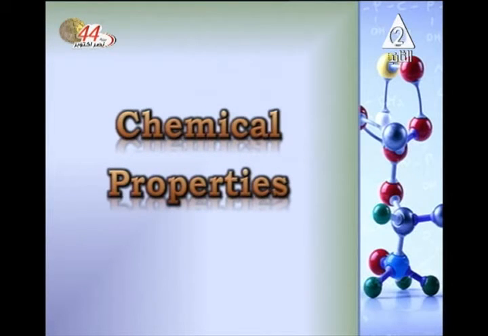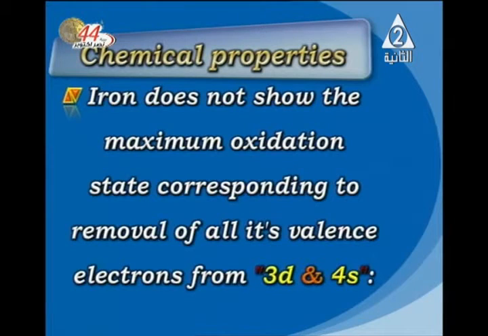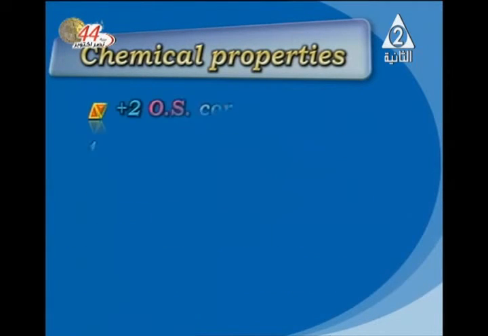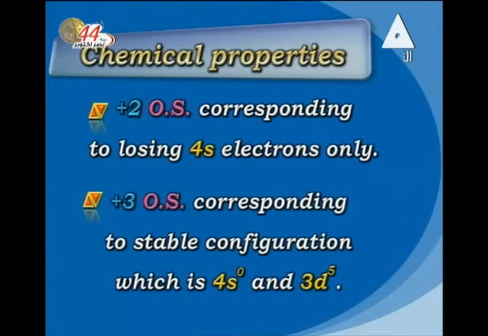Now we are going to discuss the chemical properties of iron. Iron doesn't show the maximum oxidation state corresponding to removal of all its valence electrons from 3d and 4s. The two oxidation states that are used are the positive 2 oxidation state, corresponding to losing 4s electrons only, and the positive 3 oxidation state, corresponding to the stable configuration, which is 4s0 and 3d5.